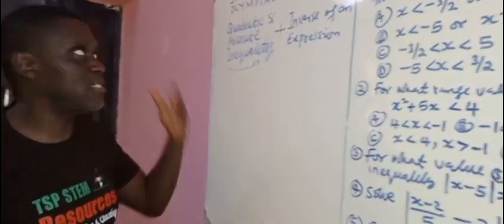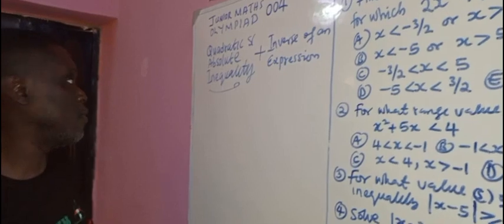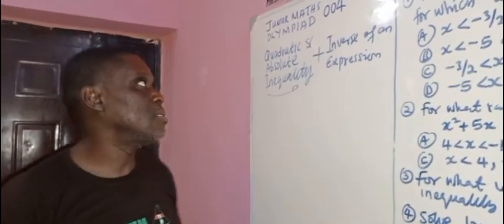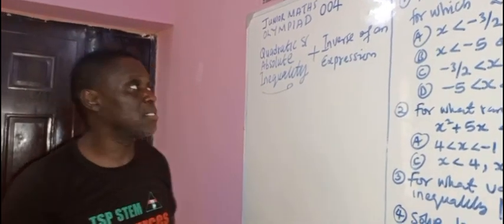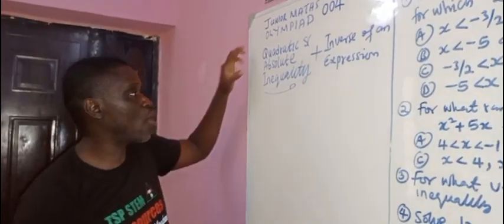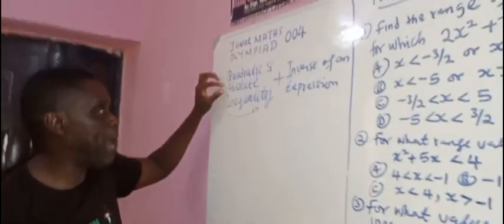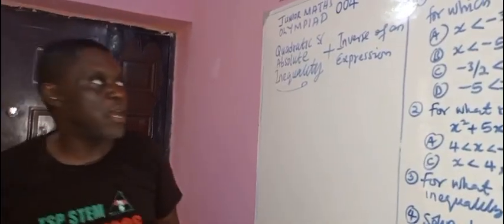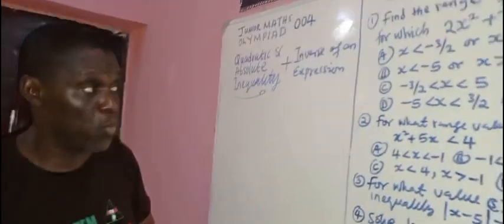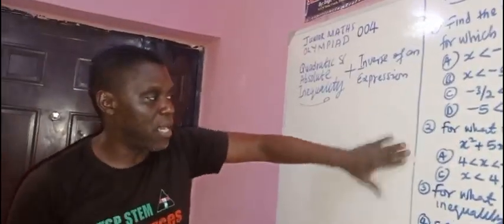Today we are looking at STEM communication on Junior Maths Olympiad 004. Today we are looking at some content in your Junior Maths Olympiad syllabus, which are quadratic inequality, absolute inequality, and find the inverse of an expression. Three different items from the Junior Maths Olympiad syllabus. These are very conspicuous in your past questions, so we'll try to address them once and for all.